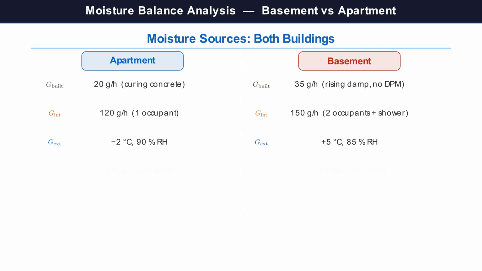Finally, ventilation. The apartment's exhaust fan provides 0.5 air changes per hour, 45 kilograms of air per hour, which is a reasonable rate. The basement has only trickle vents providing 0.3 air changes per hour, or 34.6 kilograms per hour. This lower ventilation rate is critical. It means moisture generated indoors is removed more slowly. With all four sources identified for both buildings, we can now begin the quantitative calculation. We will work through each of the four steps for both buildings simultaneously, so you can see exactly where the difference arises.